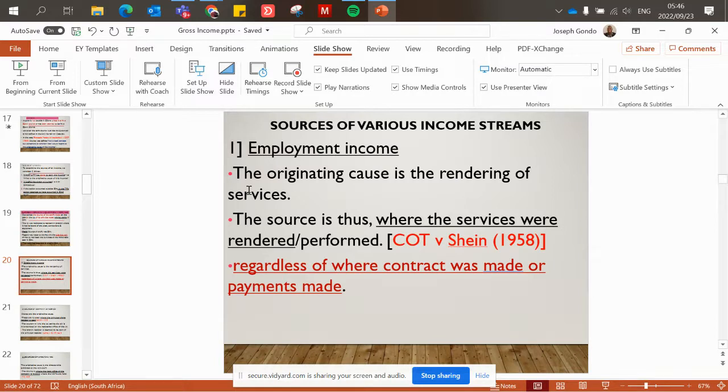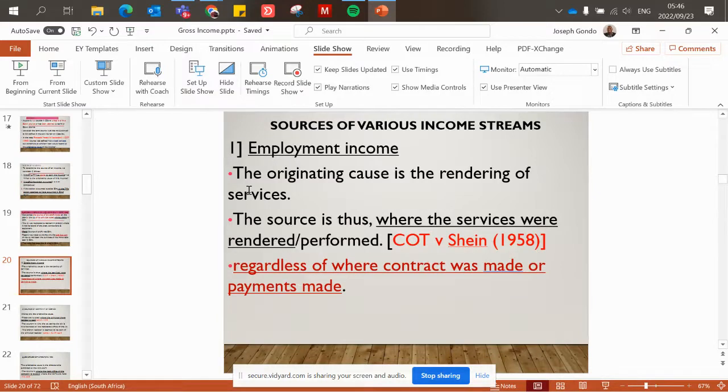Let's talk about employment income. What is the source of employment income? Let's say I'm employed by ABSA, South Africa. I'm working virtually. I'm actually working from Bulawayo, Zimbabwe, but I'm employed by ABSA, South Africa, and I'm receiving a salary from ABSA, maybe 100,000 rands. Is Zimbabwe going to tax me? Is that 100,000 from a source within Zimbabwe? So that's what we are going to be covering from now on.